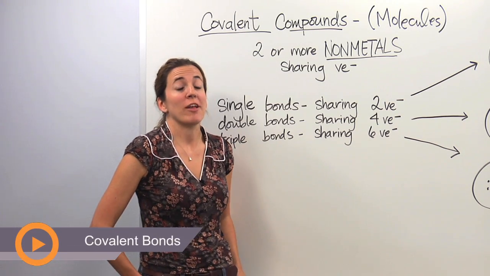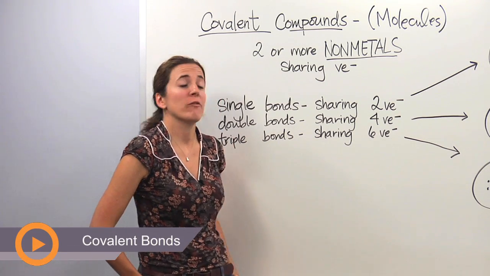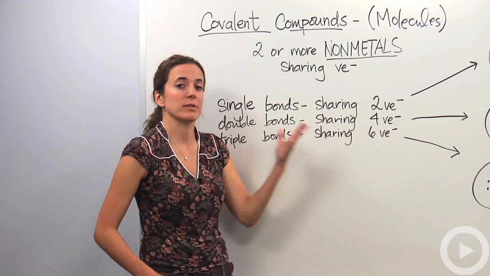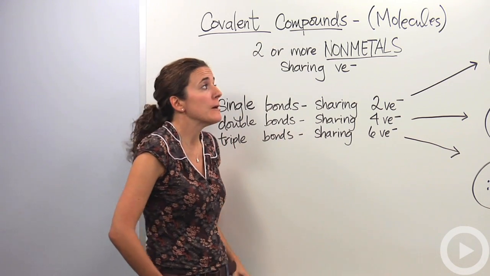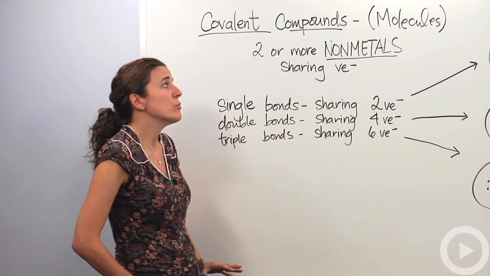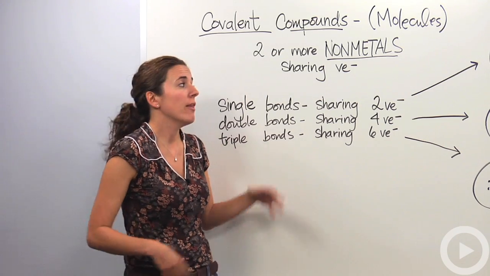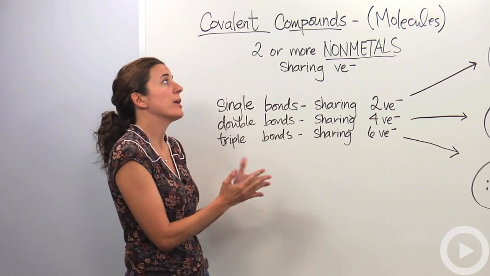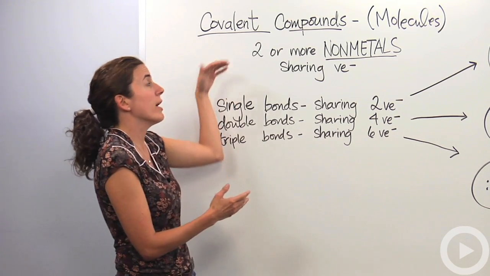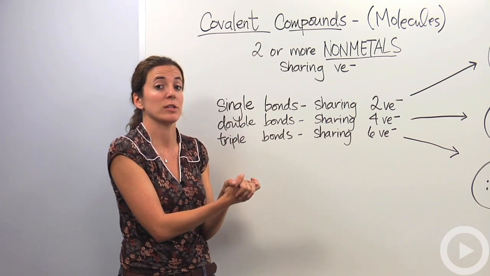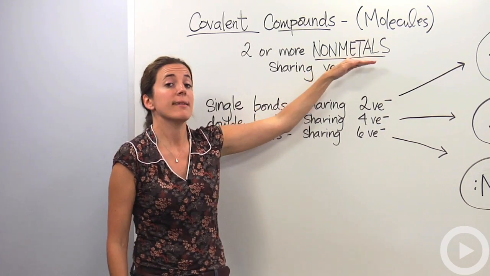All right, so we're going to talk about covalent compounds. Another word for covalent compounds is molecules. So when you hear that word, they're referring to covalent compounds. Anytime two or more nonmetals come together, they're going to share their valence electrons, and that is what creates covalent compounds. Notice covalent, sharing their valence electrons with each other. And this only occurs in nonmetals.